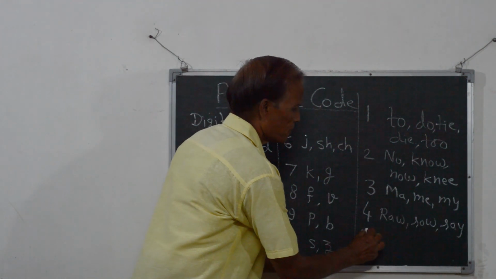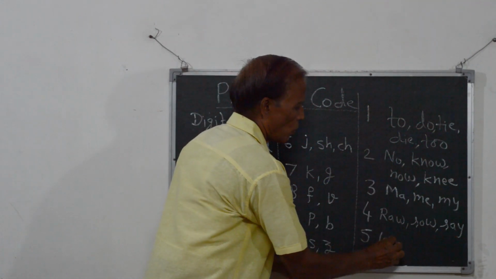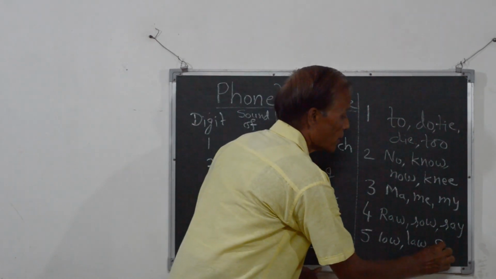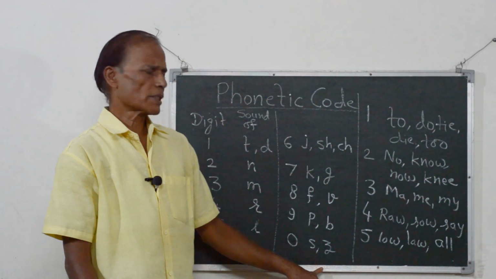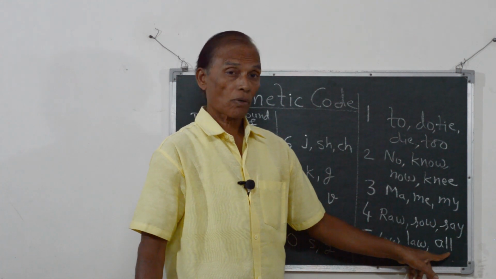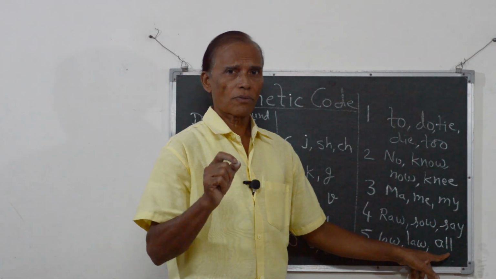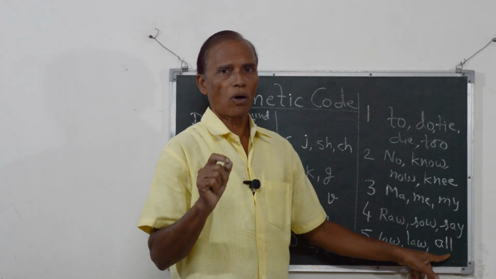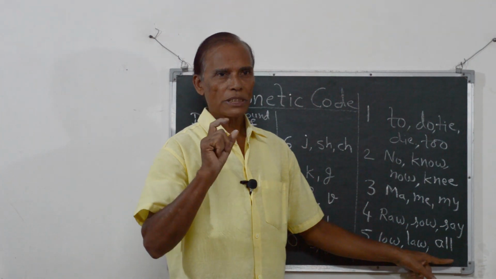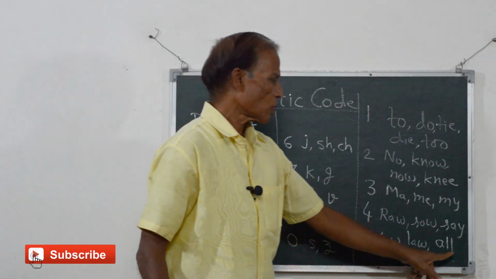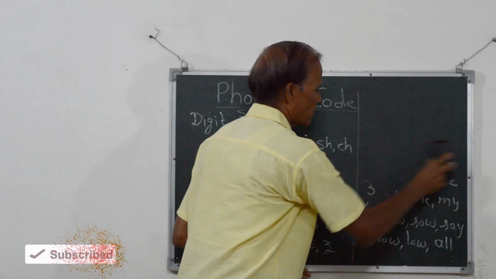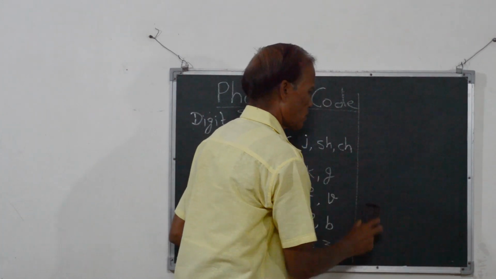For 5, low, law, all. Now see this word, all. L is repeated here. But sound of L is not repeated. Sound of L is once only, all. We don't say all like that. We just call it all. Means L is only once there. So all will also get translated to 5. Then the remaining words we will see in a short time.